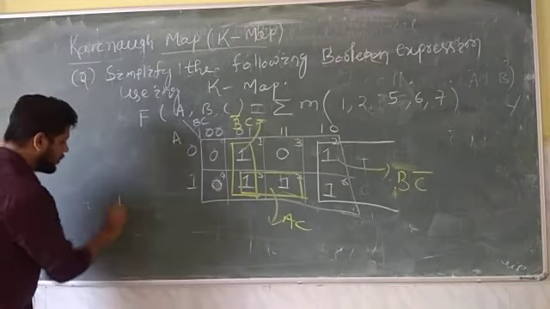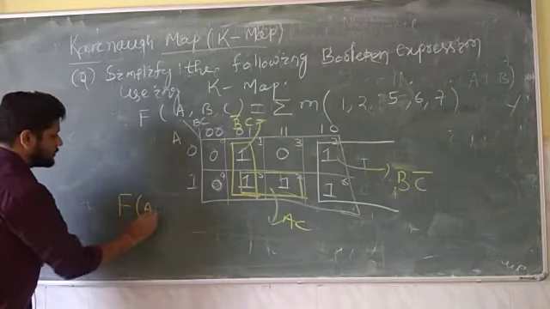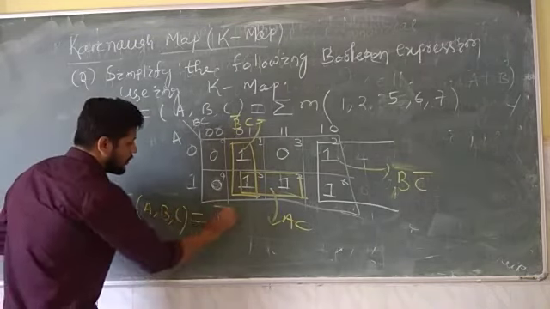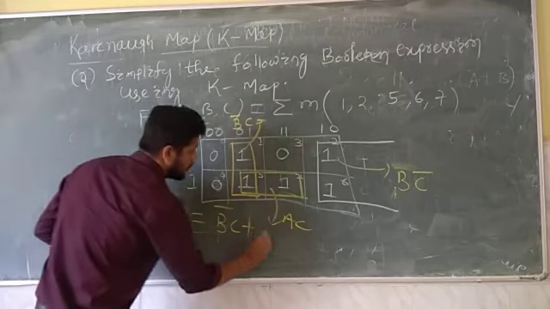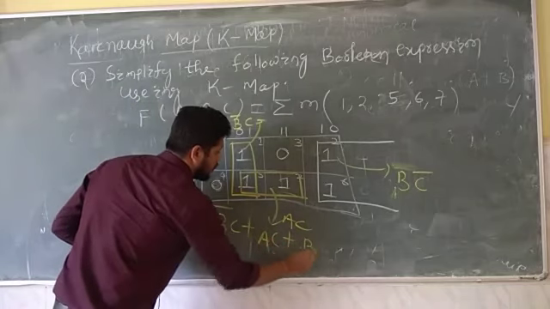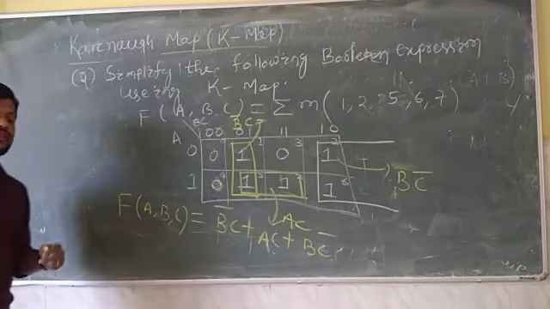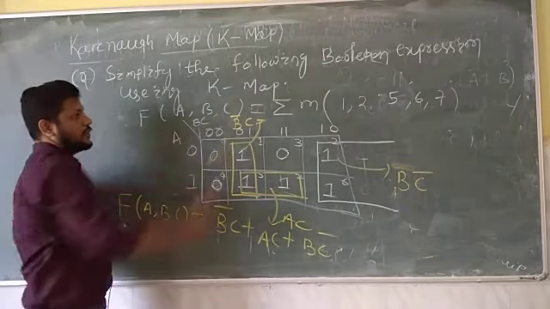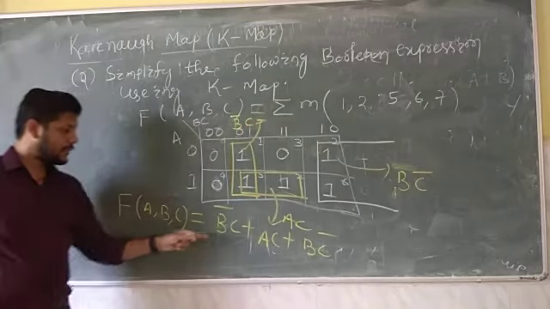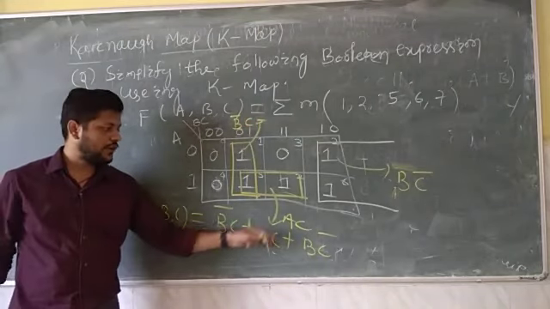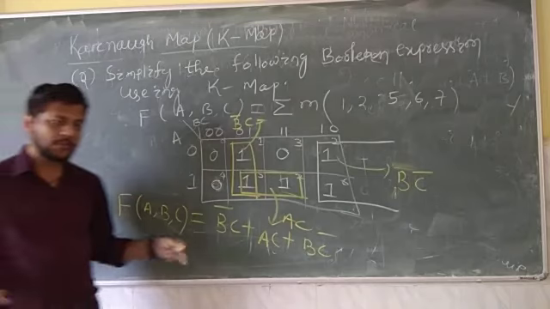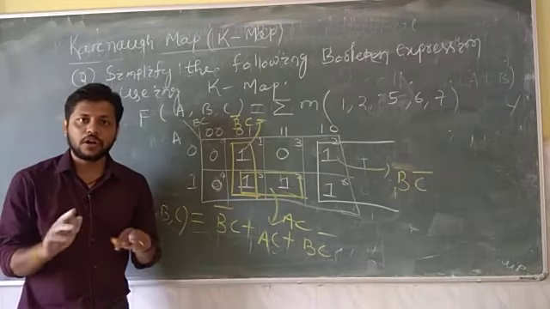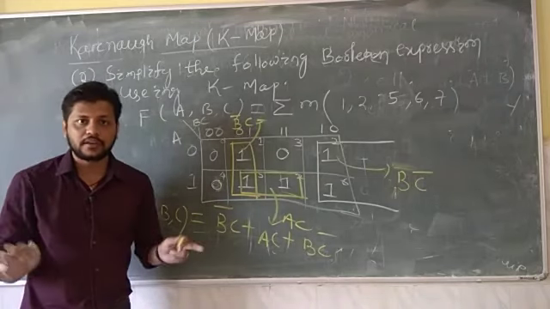So the whole expression F of ABC, the whole minimized expression can be written as B bar C or AC or BC bar. So this is the way to minimize one expression. By using K-map, this is your minimized expression, B bar C or AC or BC bar. So what we have observed here is that K-map gives us a minimized expression, but that minimized expression is not unique.